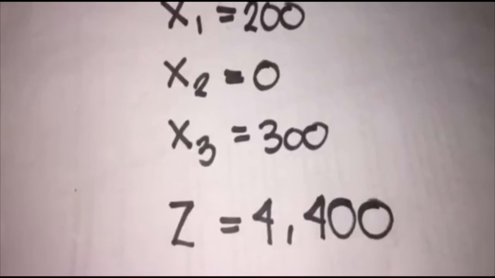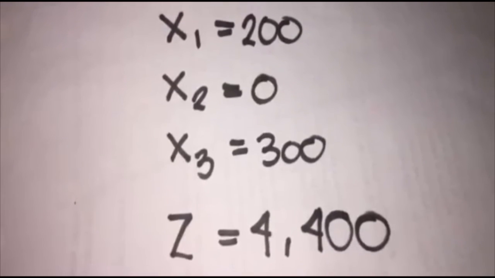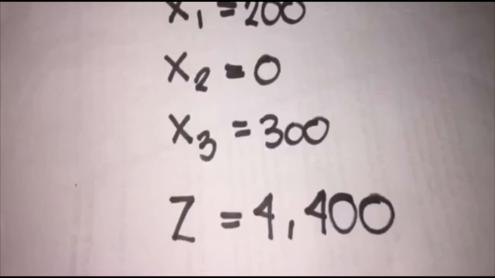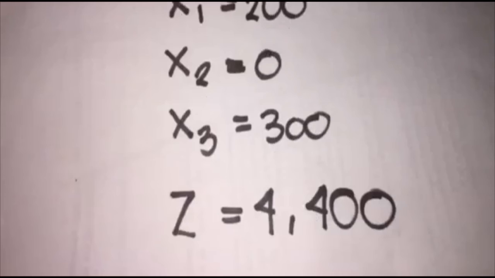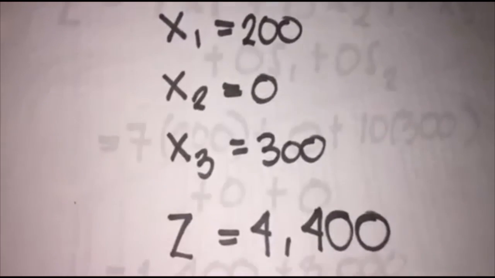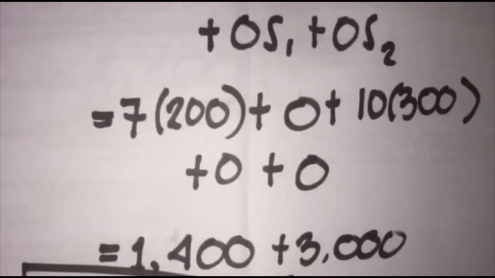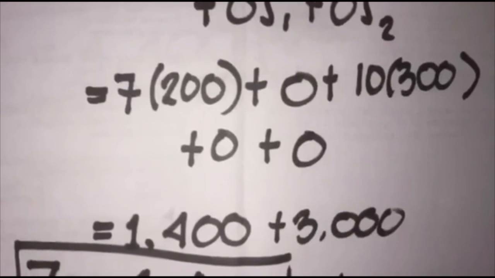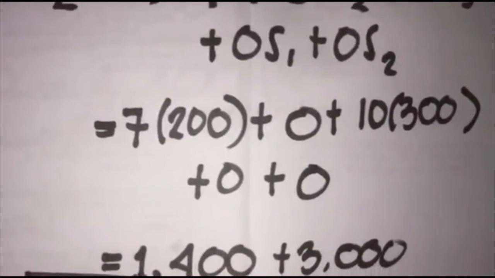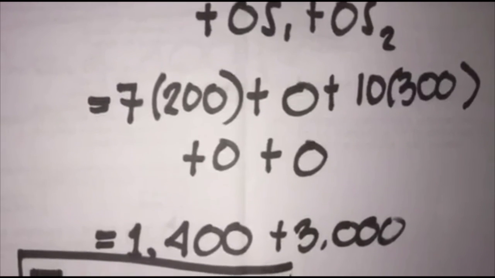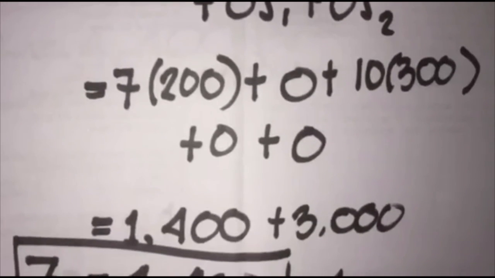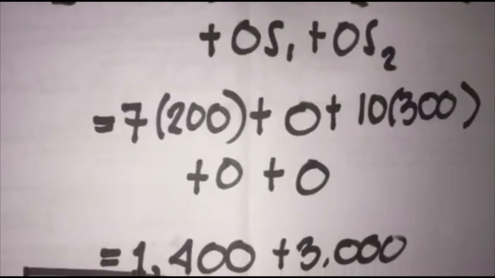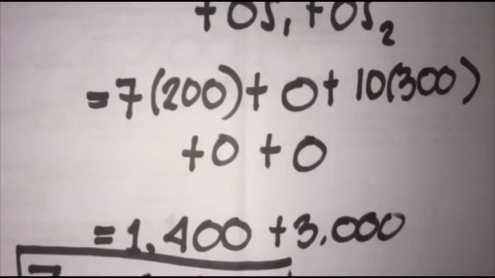So the optimal solution is x1 is equal to 200, x2 is equal to 0, and x3 is equal to 300. And the optimal value is z equal to 4,400. So we will insert the values to check if our answers are correct. So 7 times 200 plus 0 plus 10 times 300 plus 0 plus 0. 1,400 plus 3,000 would give an answer of 4,400. So the optimal solution is 4,400.